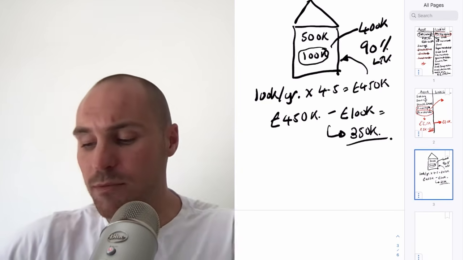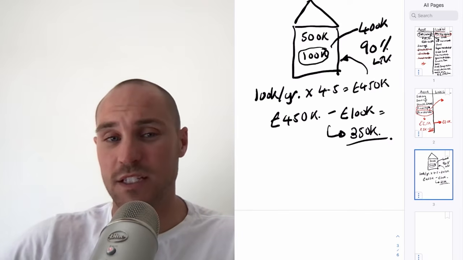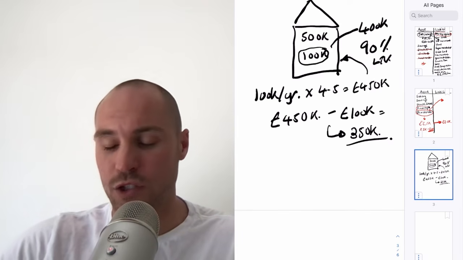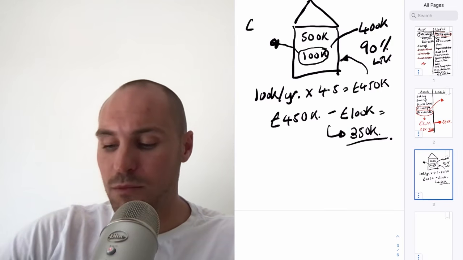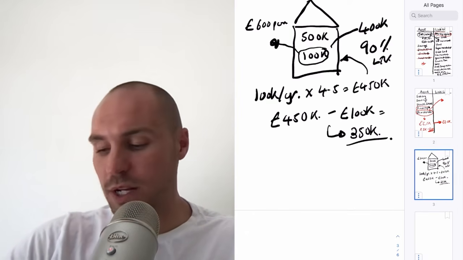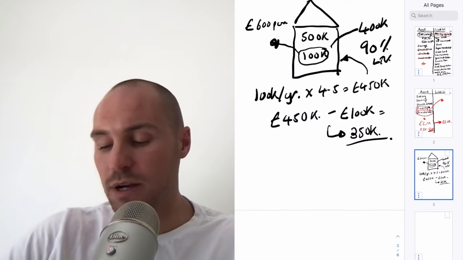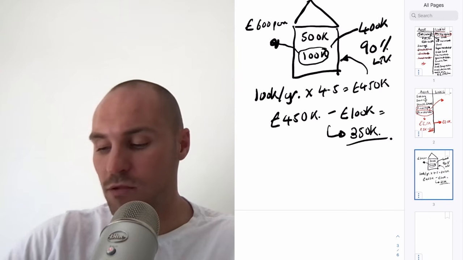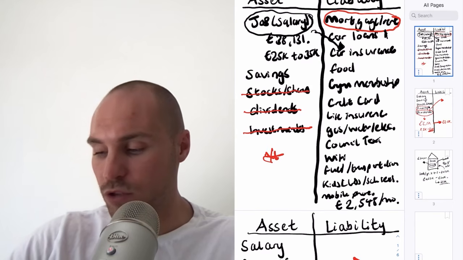So in this example, you've got your own home, which effectively is a liability because it's got a 100k mortgage on it. And let's say the 100k mortgage is costing you, I don't know, for this example, I'm just going to say £600 a month. Might be costing you more, might be costing you less, but just for this example, £600 a month is what you're paying as a monthly repayment, right? So the £600 would go on this side of the balance sheet. It'd sit up here as mortgage or rent.